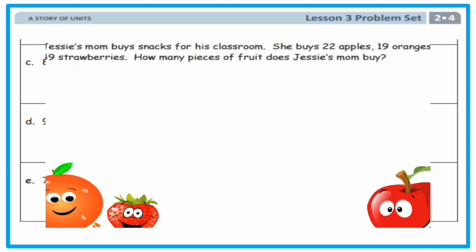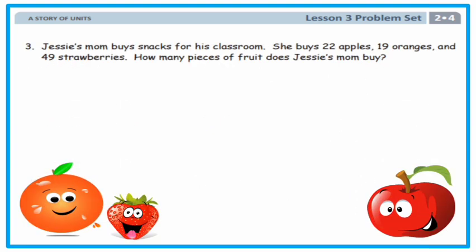Okay, moving on. Question 3. Jesse's mom buys snacks for his classroom. She buys 22 apples, 19 oranges, and 49 strawberries. How many pieces of fruit does Jesse's mom buy? Add up all of the numbers. What I mean is you say 22 plus 19. You get that answer? Then you add 49 strawberries.